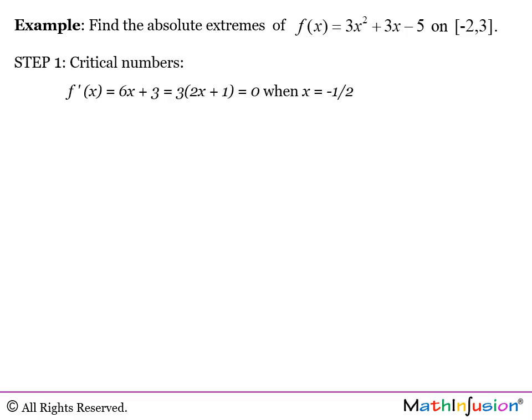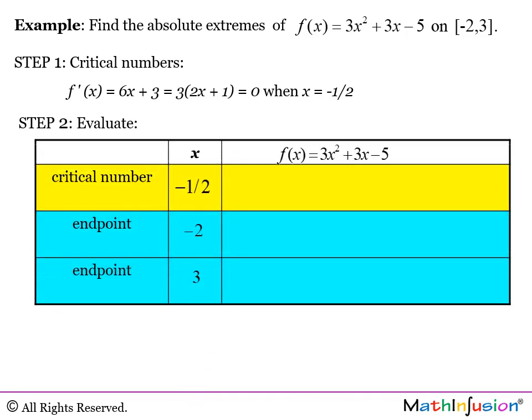In step 1, we first would like to find all the critical numbers on the closed interval [-2, 3]. We differentiate the function and we solve that for 0. We get that x equals negative 1/2, which is definitely between negative 2 and 3. In step 2, we are going to evaluate, and I will use a chart. We have one critical number and two endpoints. We are going to substitute the values of negative 1/2, negative 2, and 3 in the function f(x).